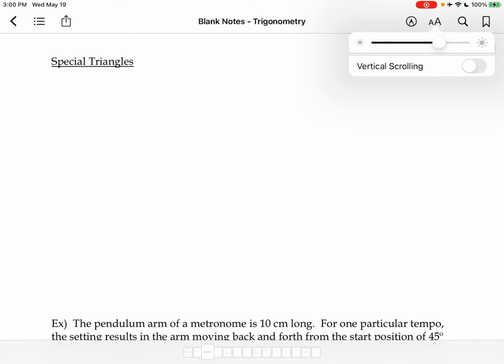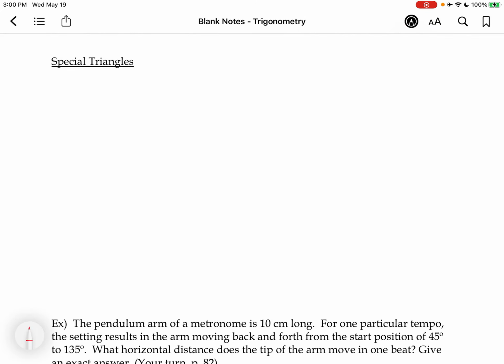all the time, okay? So the first one that I want to talk about is the 30, 60, 90 triangle. Oh, I want to do this in black though.